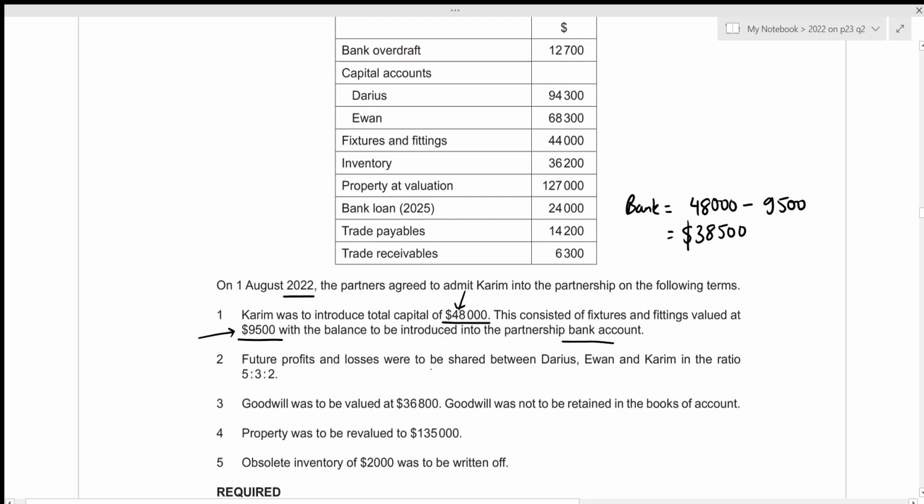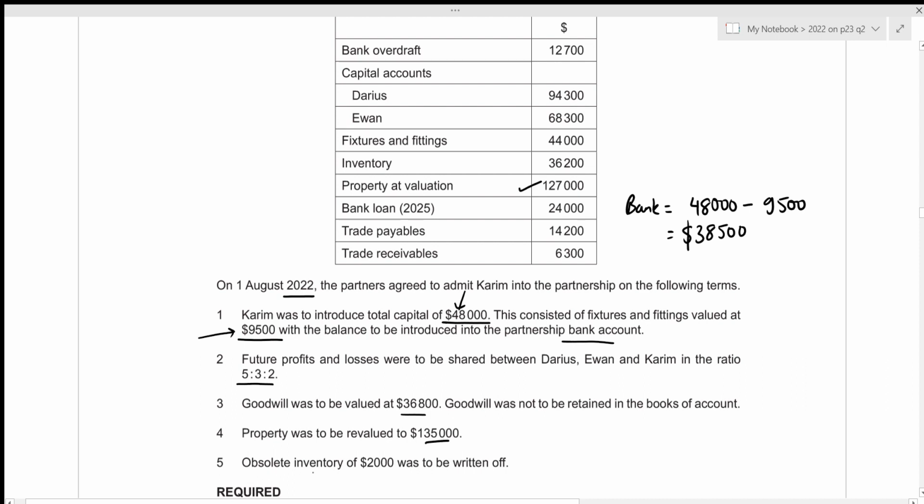Then future profits and losses were to be shared between Darius, Ivan and Karim in the ratio 5:3:2. Out of 10 parts, 5 parts will belong to Darius, 3 parts will belong to Ivan, and 2 parts will belong to Karim. And goodwill was to be valued at 36,800. Goodwill was not to be retained in the books of accounts. Property was to be revalued to 135,000. Previously, the property at valuation was 127,000. So this is upward valuation.